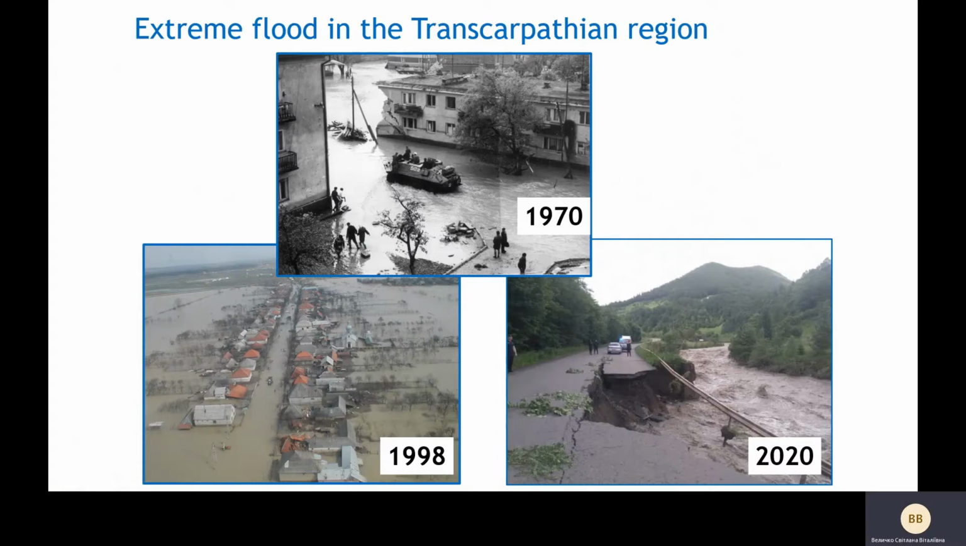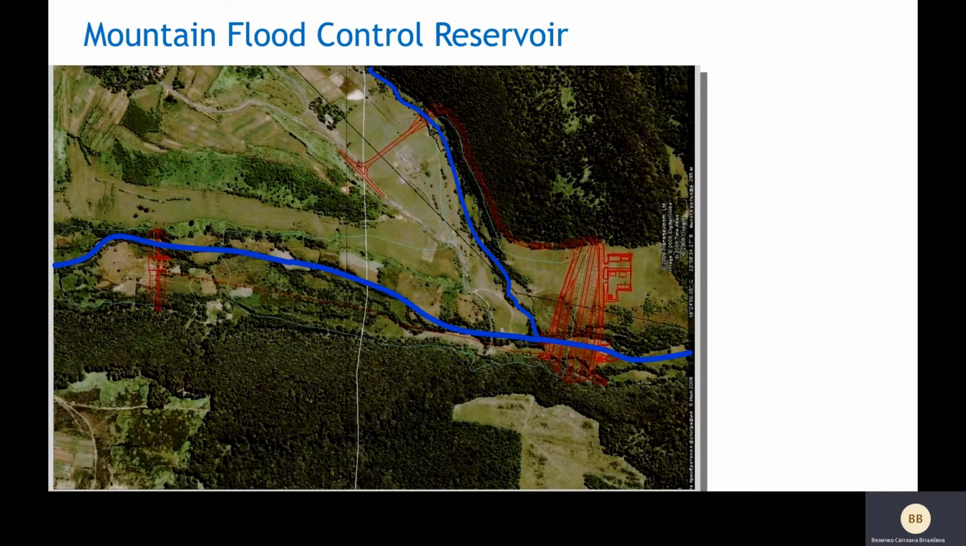In the Transcarpathian region, floods occur several times a year, and extreme floods occur periodically every 10–15 years. One of the active flood protection measures to lower the water level is using a mountain flood control reservoir, which transforms the extreme flood flow to a channel forming flow of 10% probability.